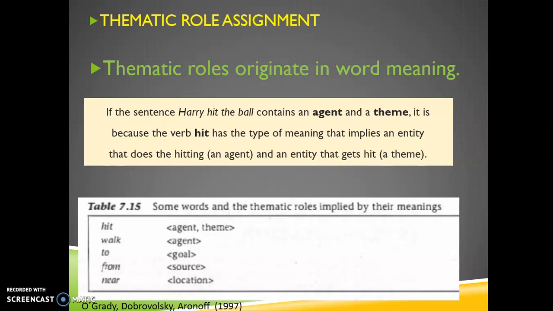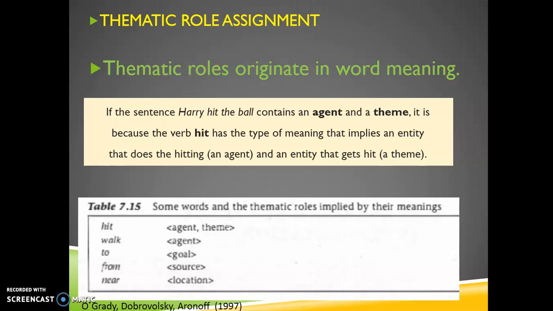But some words have thematic roles implied by their meanings. I have an example: Harry hit the ball. If the sentence Harry hit the ball contains an agent, which is Harry, the performer, and the ball, which is the theme, it is because the verb hit has the type of meaning that implies an entity that does the hitting, which is the agent, and an entity that gets hit, the theme.